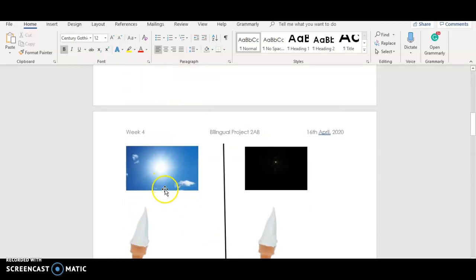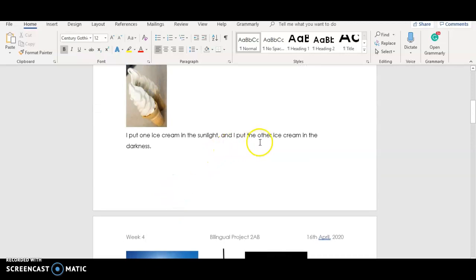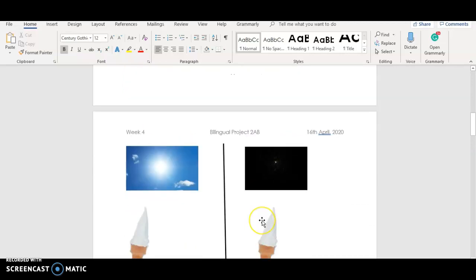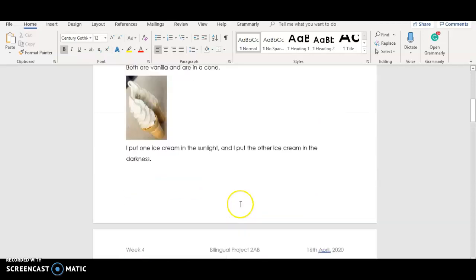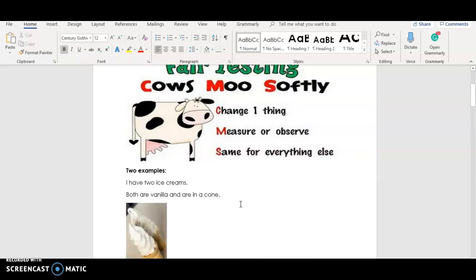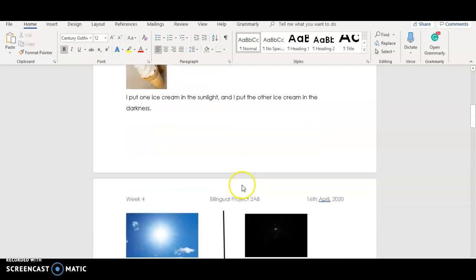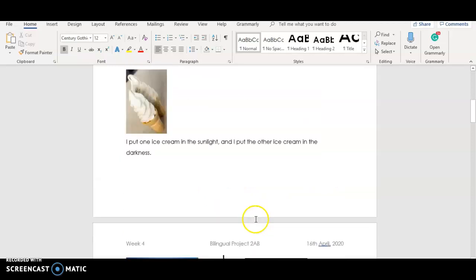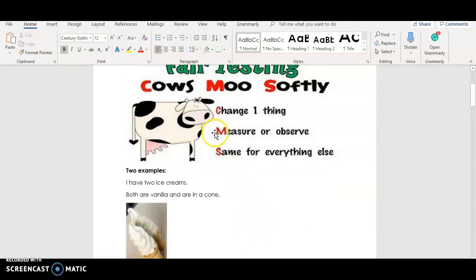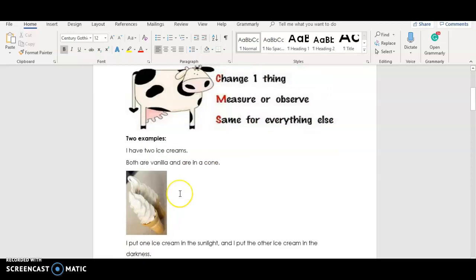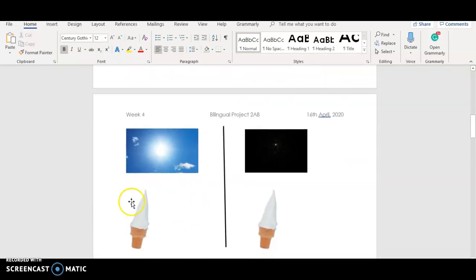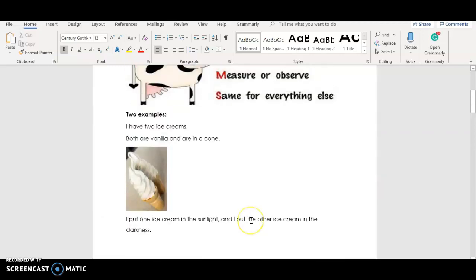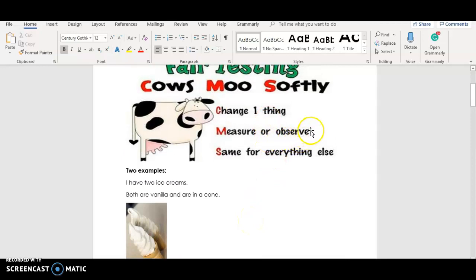So one ice cream is in the sunlight. And I put the other ice cream in the darkness. Did I change something there? Yes, of course, I change one thing, and the thing is the sun and the light. So, can I measure or observe a change in the objects, in this case, in the cones? If the answer is yes, it's a fair test.